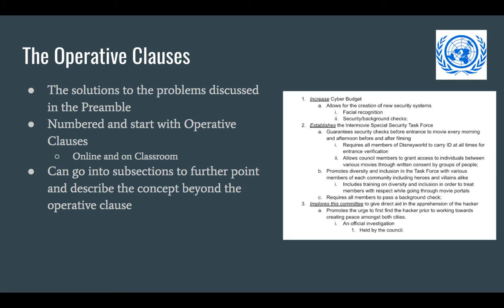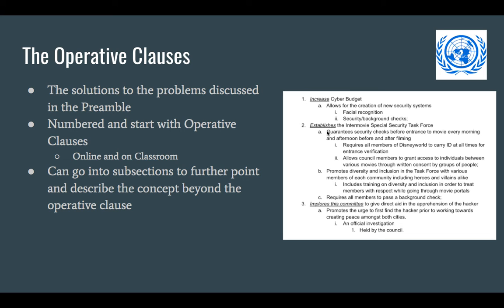And they can go into subsections to further point and describe the concept beyond the operative clause. So you can have something that says something very vague, and you can go into more detail. If you look at our example on the right side of the screen, over here where the mouse is, you have 3 points, 3 operative clauses, very set out solutions. Each starts with an underlined word, again, that is an action word. An example, if we look at number 2, establishes the Intermovie Special Security Task Force, okay? So that is a great proposition, but what the heck does that mean? That's why you use this. So what does it do?